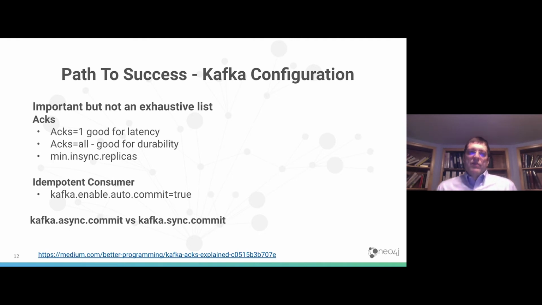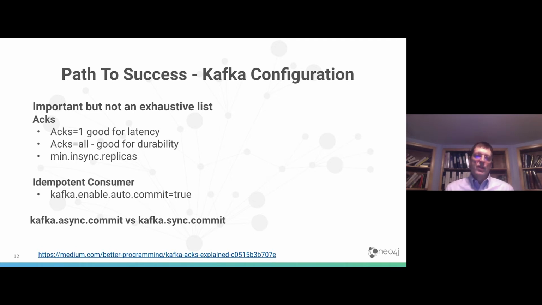Again, on the Kafka configuration, there's a couple things that we want to keep track of and be successful with. These are important, but they're really not the exhaustive list. So acknowledgements, the acks, is really there to determine how many of the brokers receive the record before we consider it committed. You can do it for one, where it makes sure that it gets at least one in-sync replica available. That's a good setting for latency.